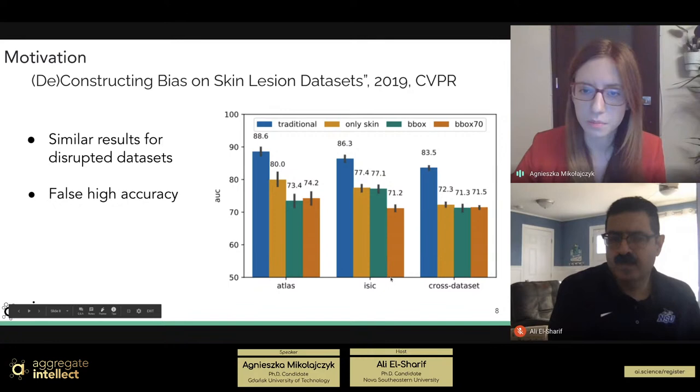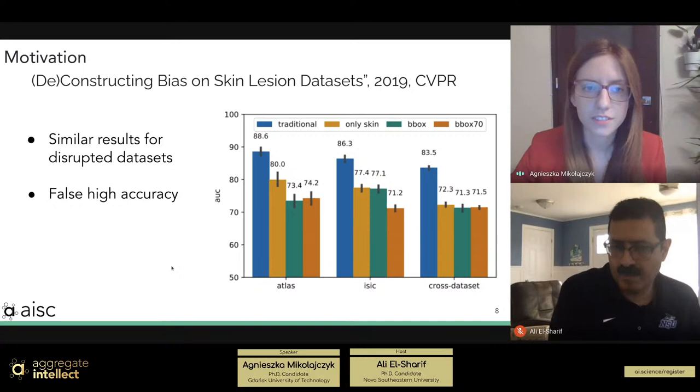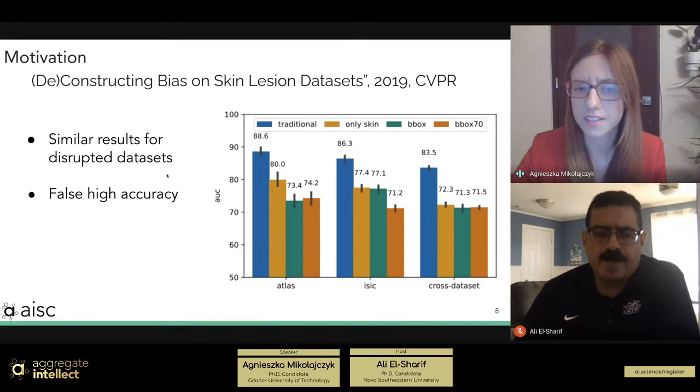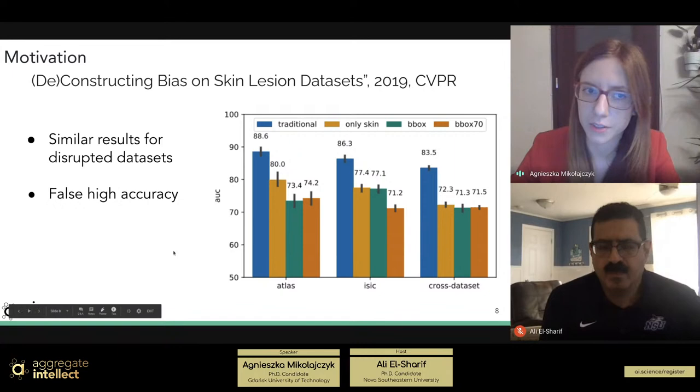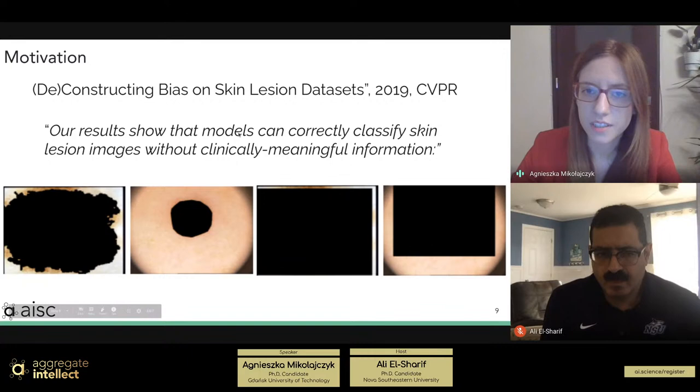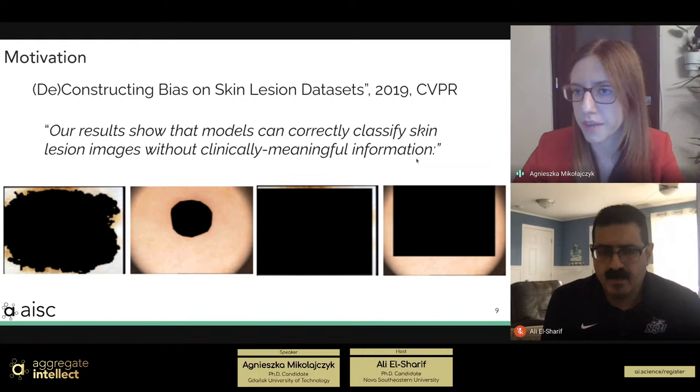So it shows that not only are there similar results for disrupted datasets, but also that this accuracy might actually be falsely high, because we are not sure how the model learned. Their results show that the models can correctly classify skin lesion images without clinically meaningful information. And I think this is the most important thing we can get from this paper.